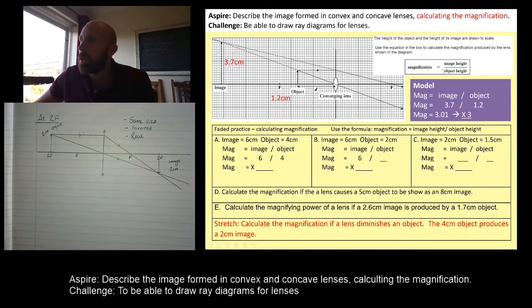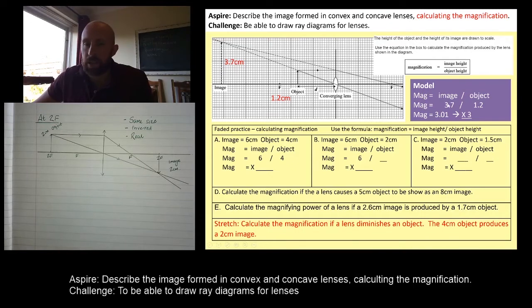And then you just have to use this calculation, this equation. Now it's given to you, so you don't need to actually remember this. So you just need to put the numbers in. So you can see in my model here, what I've done is I've written magnification equals image divided by object, and I'm just going to put those in.